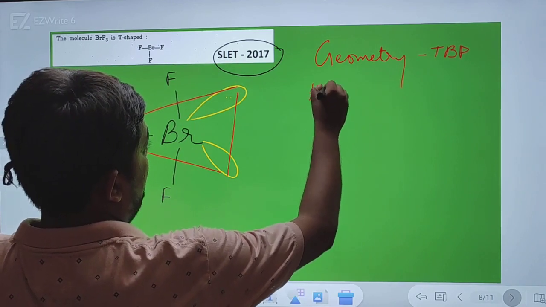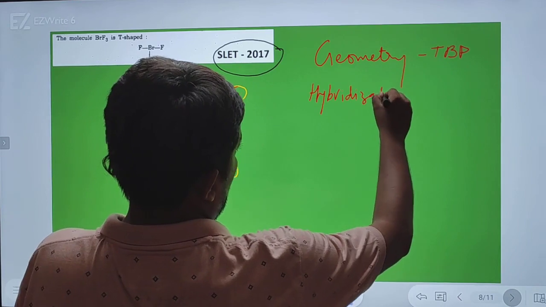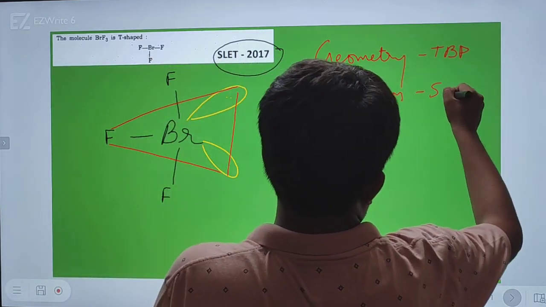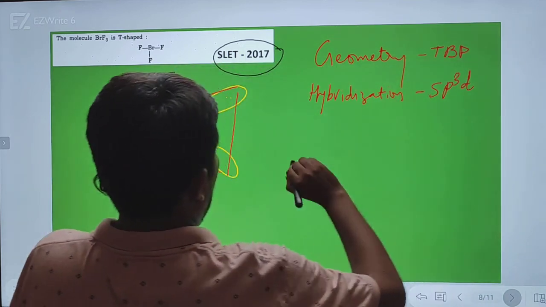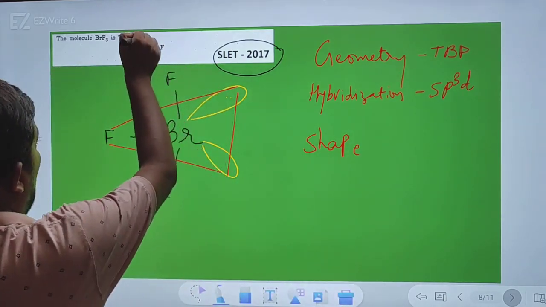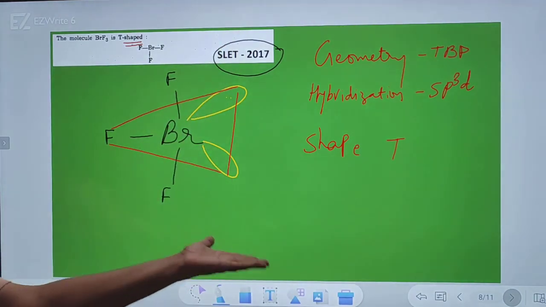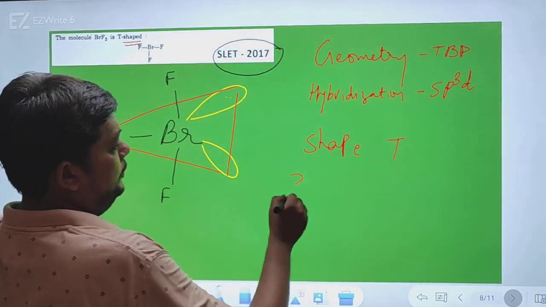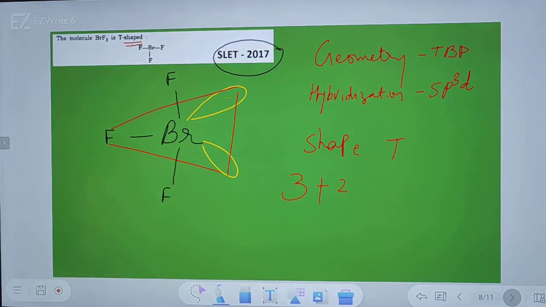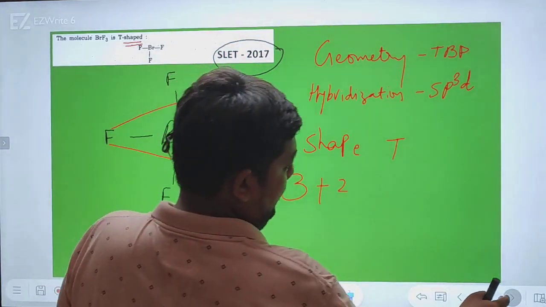If you are asking me the hybridization, I will always say sp3d, but if you are asking me the shape, I'll justify it to be T. So this is how it works: 3 bond pairs and 2 lone pairs. I hope you are getting it. Let us move a step ahead.